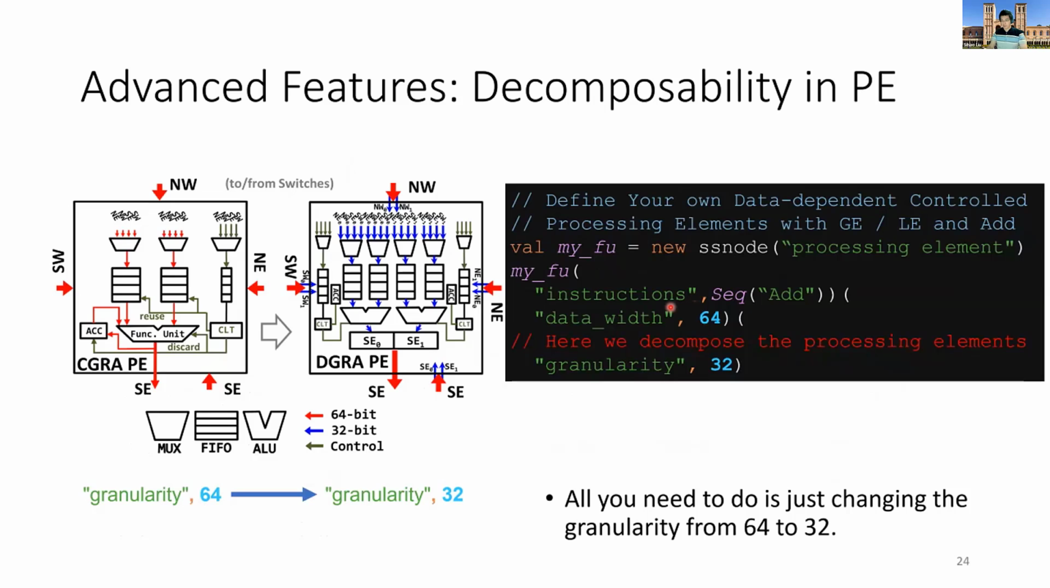And you can also have decomposability in the processing element. The only thing you need to do is write a granularity which is not equal to the data width, so that you can have a different type of processing element.